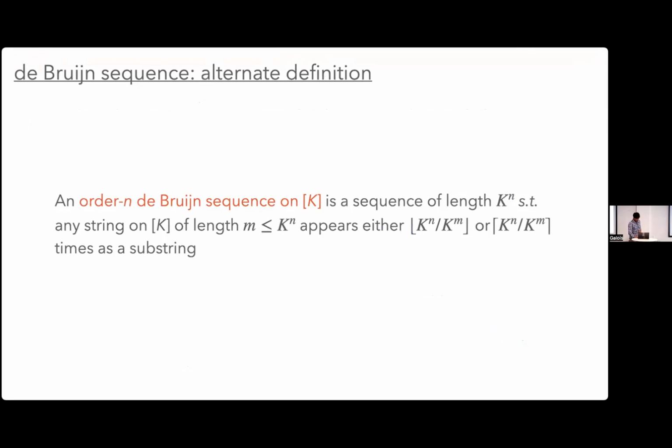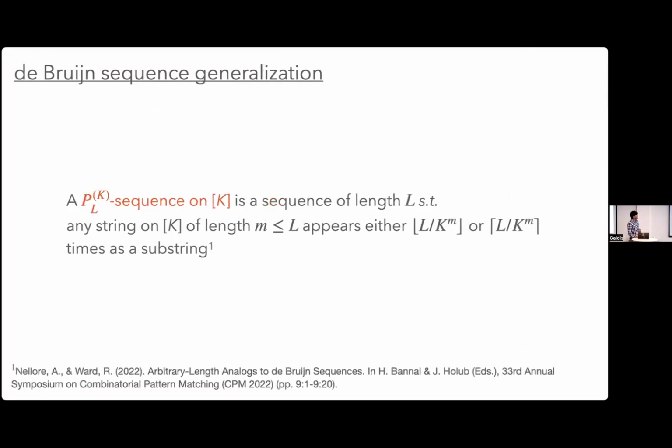And it turns out this alternate definition of De Bruijn sequences leads to a very natural generalization to arbitrary lengths. So Rachel and I defined a PKL sequence on k to be a sequence of length L such that any string on that alphabet of k of length m less than or equal to L appears either L over k^m floored, rounded down to the nearest integer, or L over k^m ceiled, rounded up to the nearest integer, as a substring, okay?